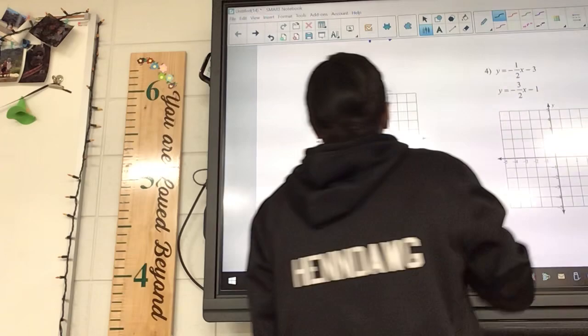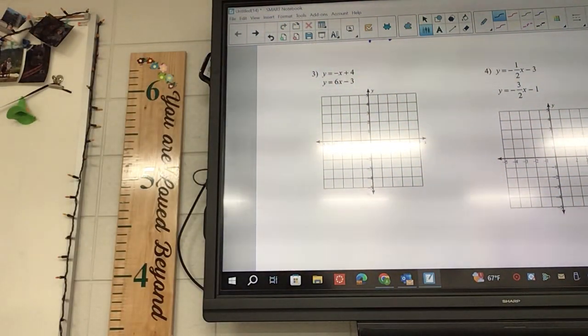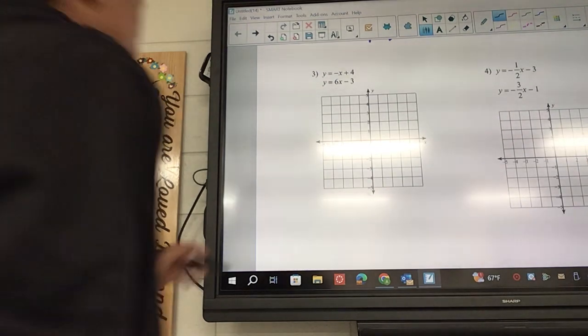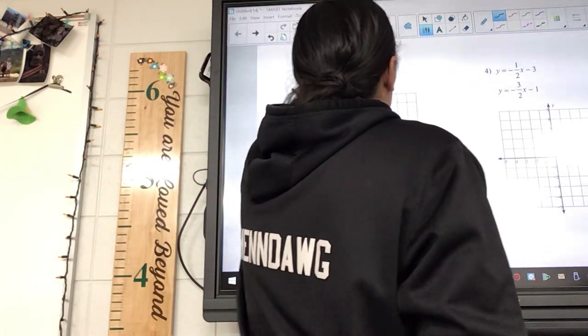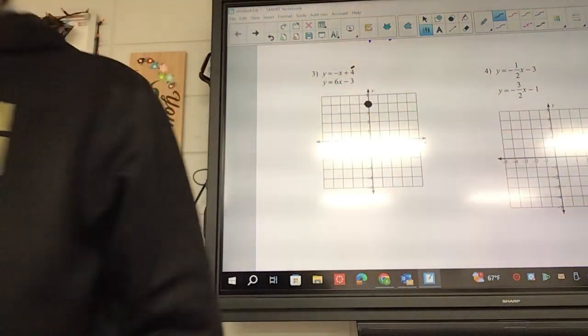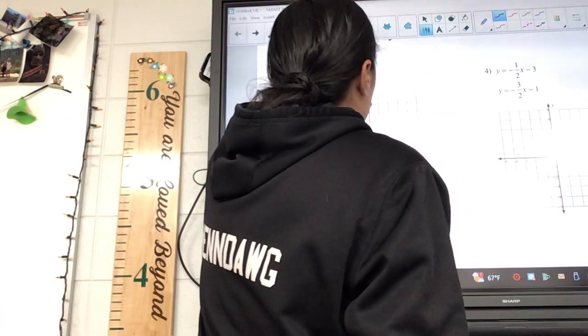Okay. Number 3. Line 1 starts where? 4. At 4. Okay, again, we're using this number first. So it starts at 4, so you're going to go to the Y line and put the 4. What is my slope? 1 over 1, negative. Okay, so we're going to go up one and to the left one as many times as you can.